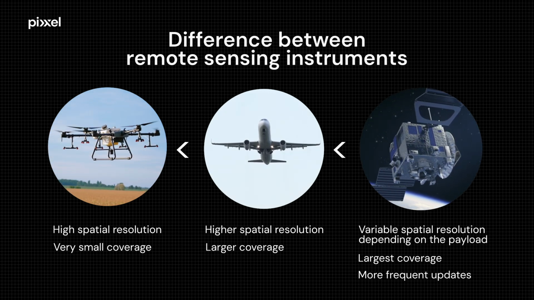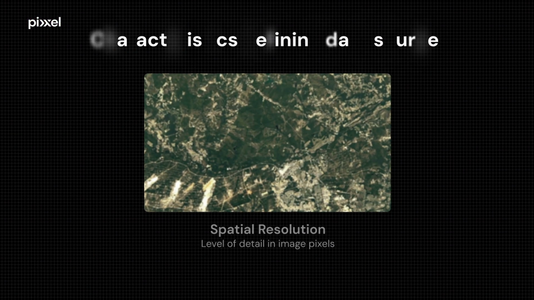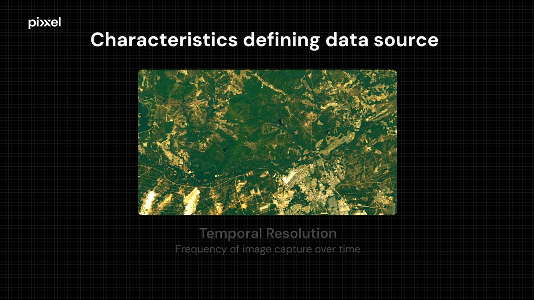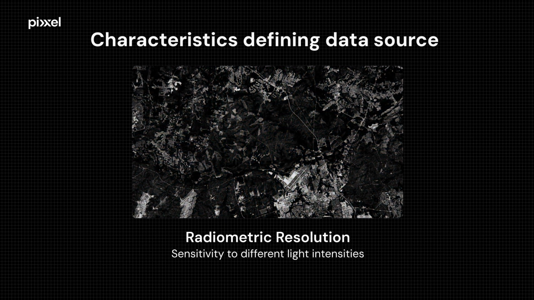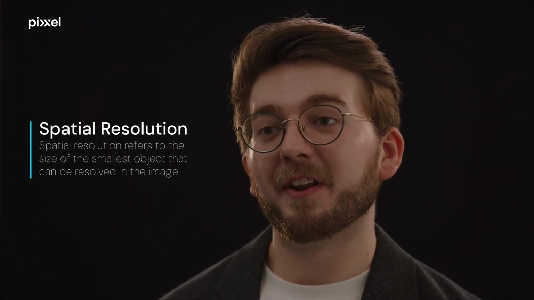Selecting the appropriate remote sensing data source requires balancing four key characteristics: the spatial, spectral, temporal, and radiometric characteristics of each of the instruments being considered. Each of the characteristics plays an important role in how remote sensing instruments are designed and how effectively they can meet their objectives. Spatial resolution refers to the size of the smallest object that can be resolved in an image.